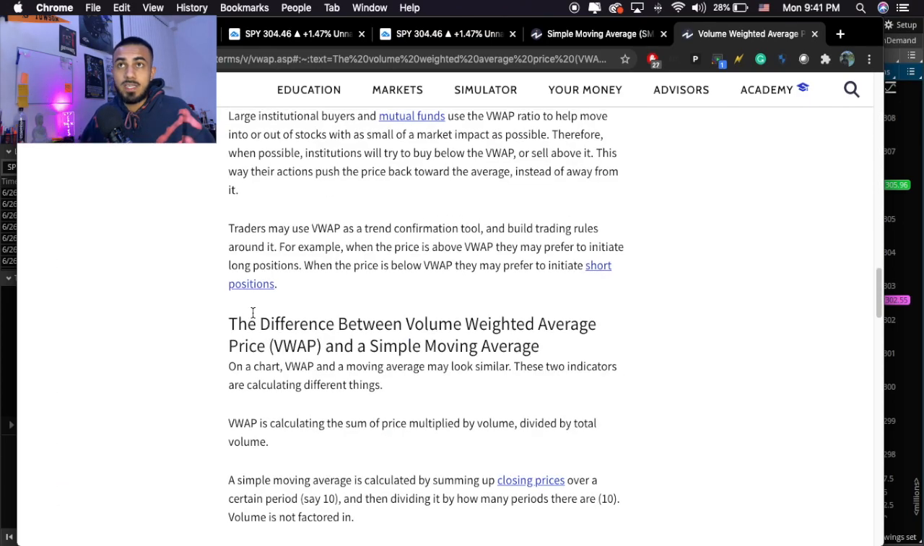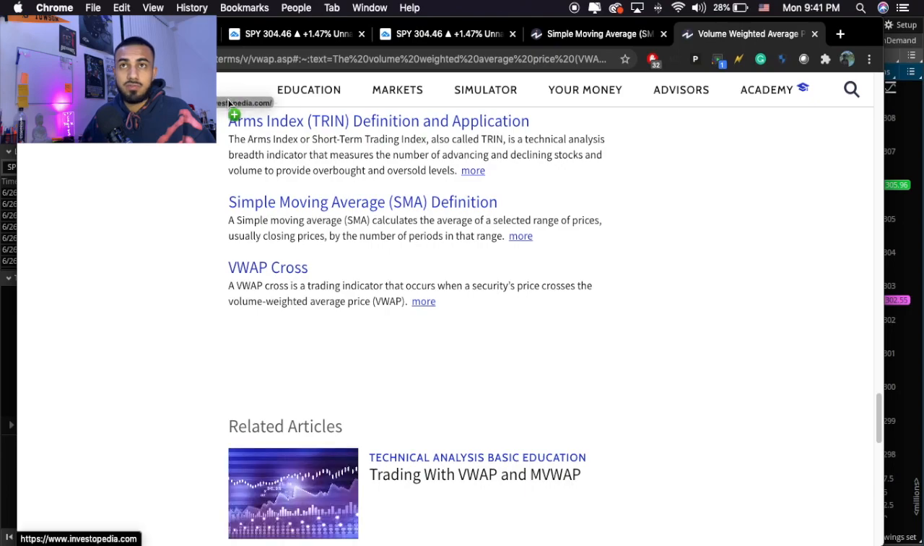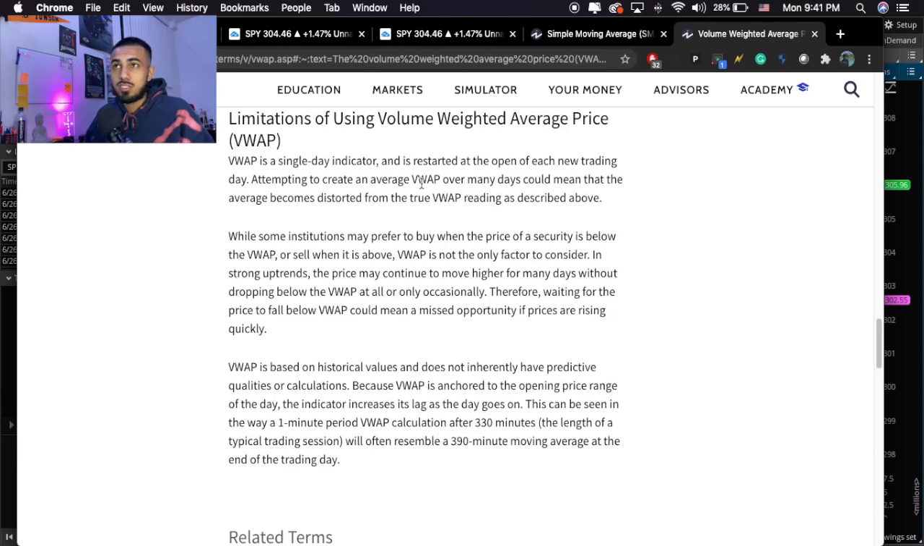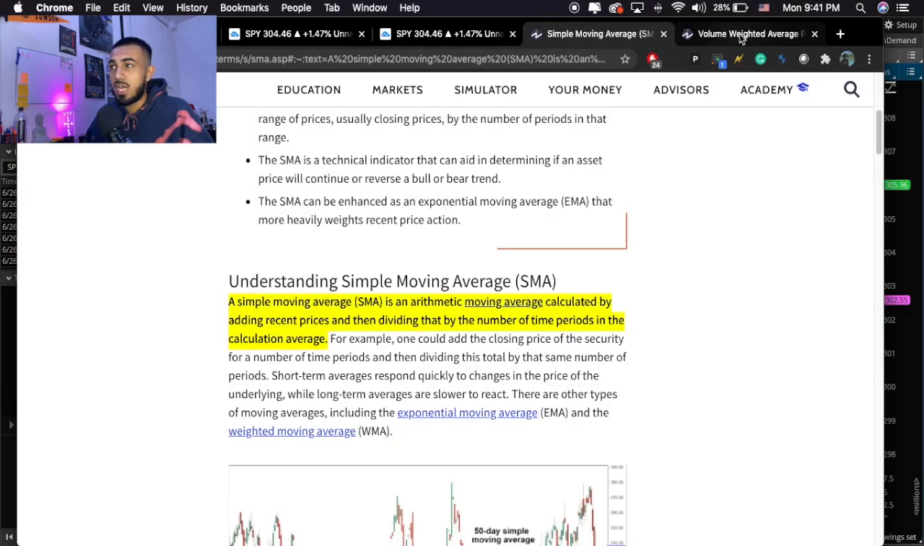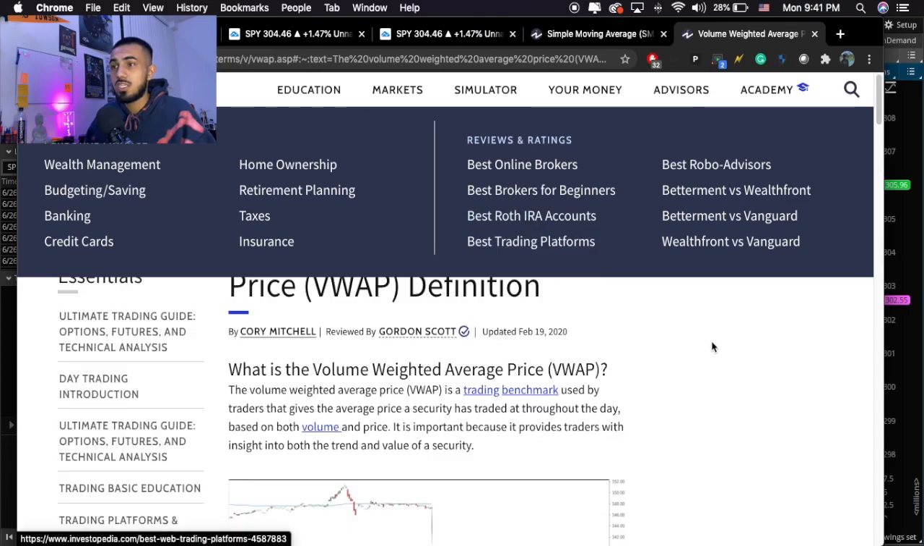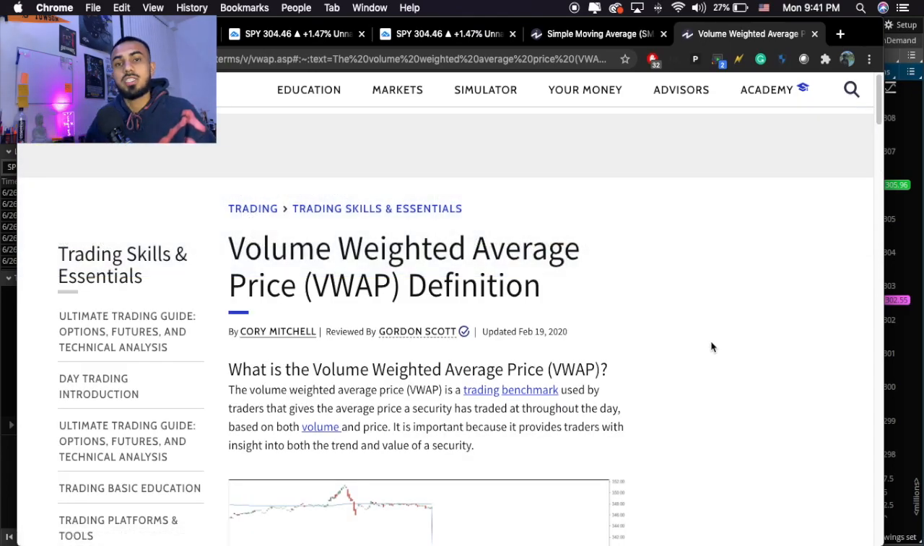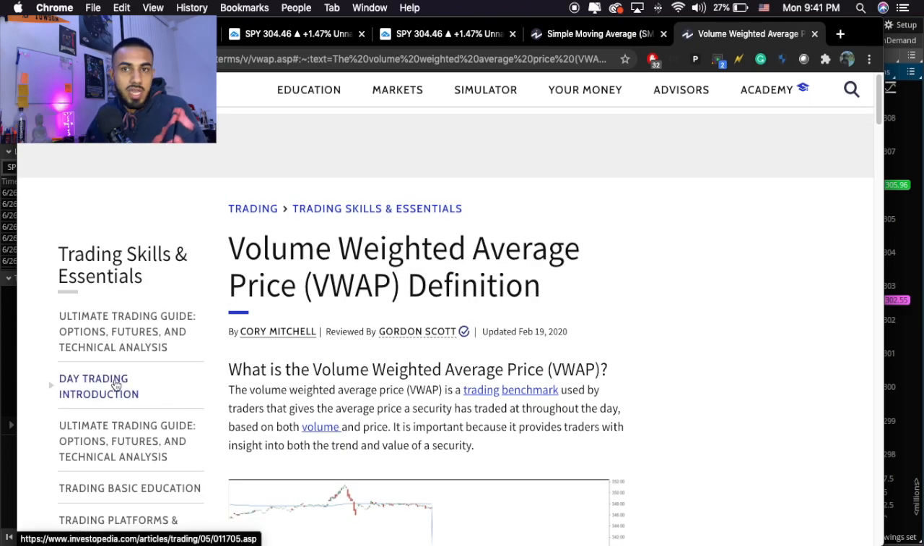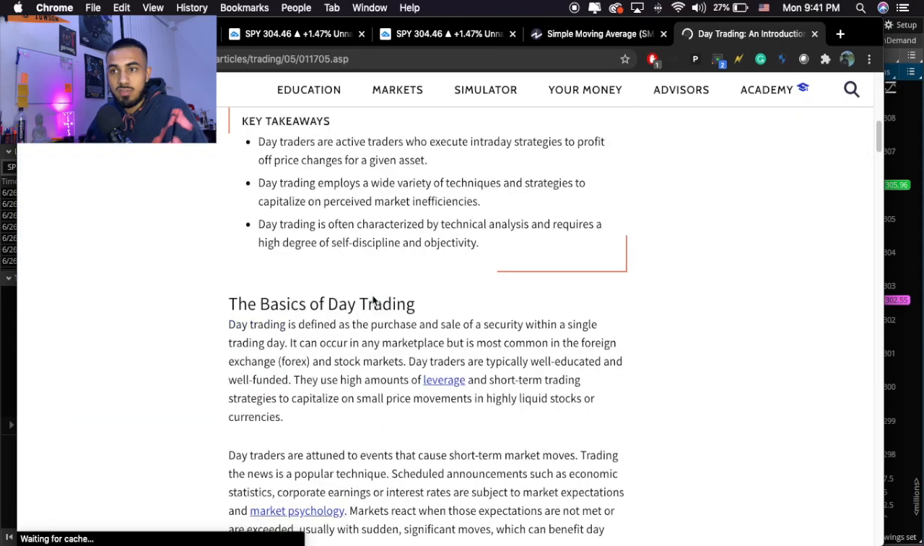And this website, Investopedia, if you haven't visited it, I highly recommend you visit Investopedia. I'll have the links to these two articles, the simple moving average and volume weighted average price, in the description down below. So please check that out. And while you're on here, if anything spikes your interest, or you hear about an indicator that you want to trade with, they have everything here. Look, day trading introduction.